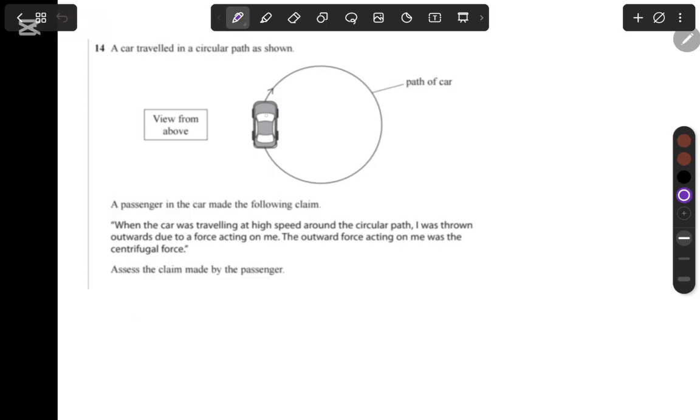So first of all, according to Newton's first law, if no resultant force is acting on an object, it will keep moving in a straight line path. Okay, but we can see this object is changing directions. It's not moving in a straight line path. Because of this, what we can say is because the car changes direction, there must be a force. There must be a resultant force.